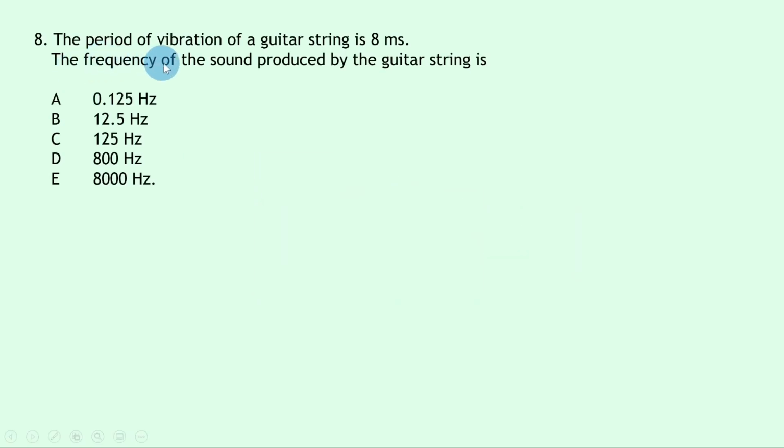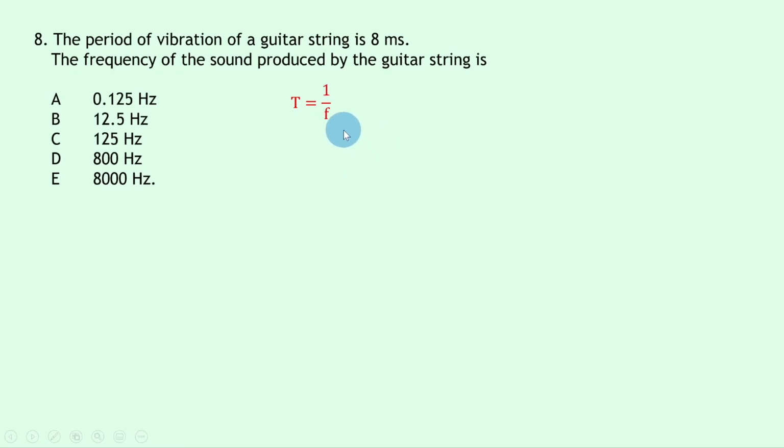Question 8 says that the period of vibration of a guitar string is 8 milliseconds. The frequency of the sound produced by the guitar string is... Well, remember from the waves topic, we have an equation relating the frequency and the period of a wave, and this is given by the period T equals 1 over the frequency, T equals 1 over f. So we could simply rearrange this first, or sub in the numbers first, it's totally up to you.